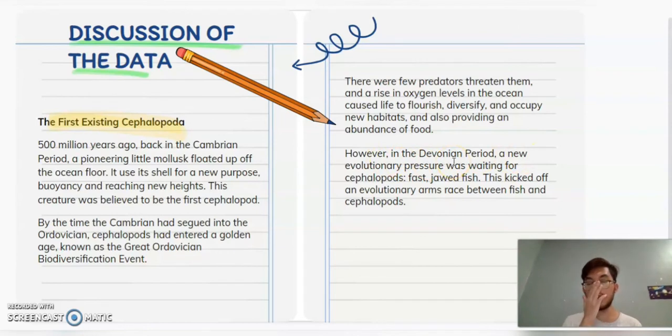evolutionary pressure was waiting for the cephalopods. The rise of jawed fish, or jawed armored fish. This kicked off a competition race between fish and cephalopods.